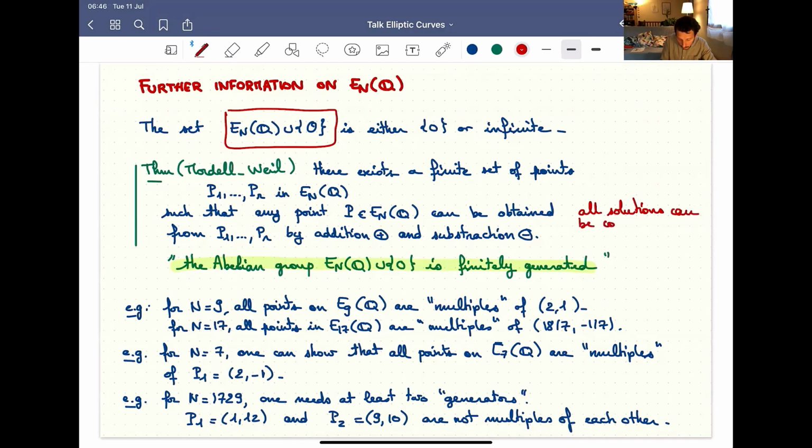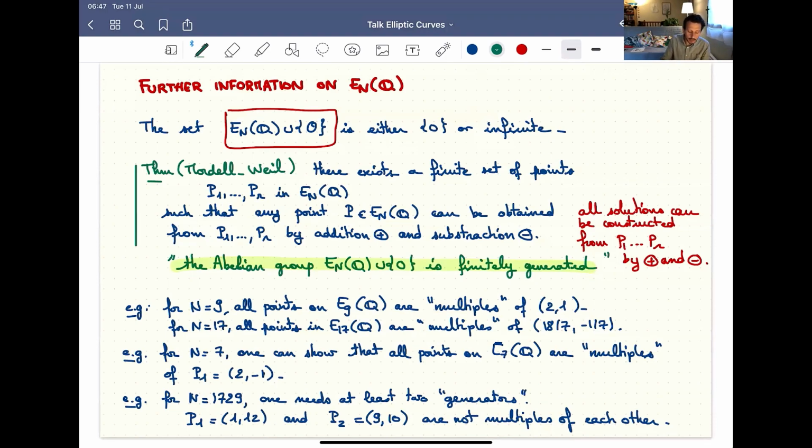solutions. So maybe I should have written this in this way. I'm not sure what's the clearest way to state this. All solutions can be constructed from finitely many, well, from P1 up to PR by the operation plus and minus. Okay, so in fancy words, the one-line way of stating this theorem is that the abelian group that we've constructed, we've discussed earlier today, is finitely generated.